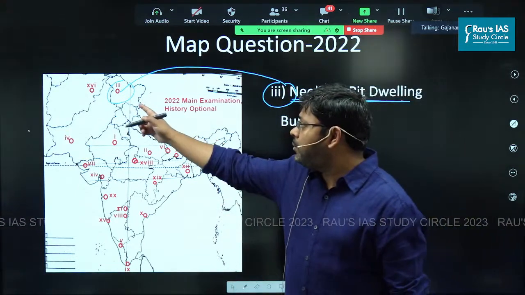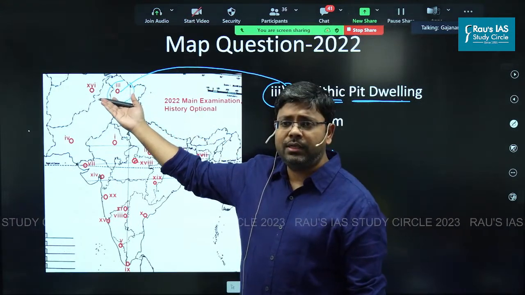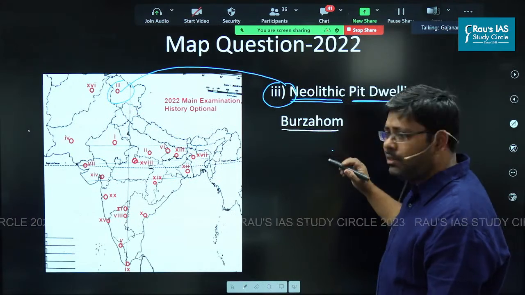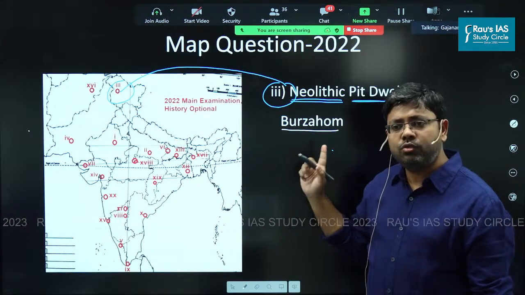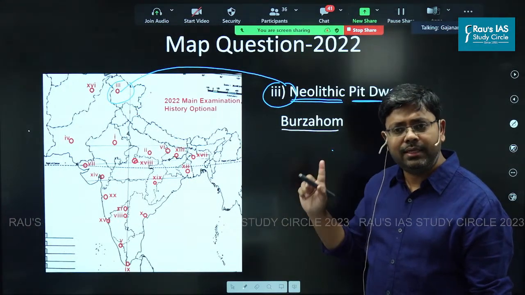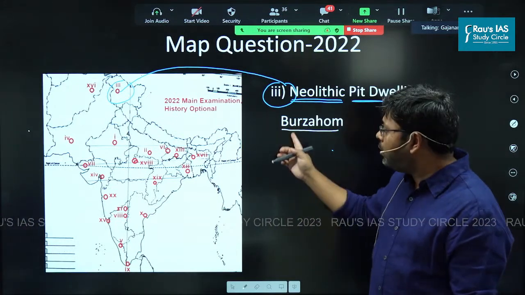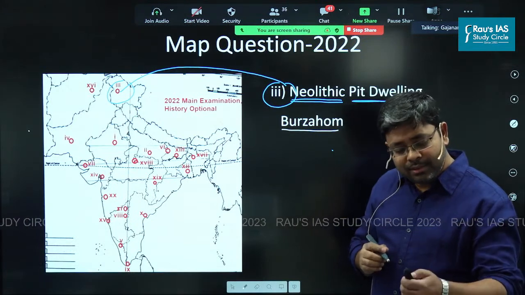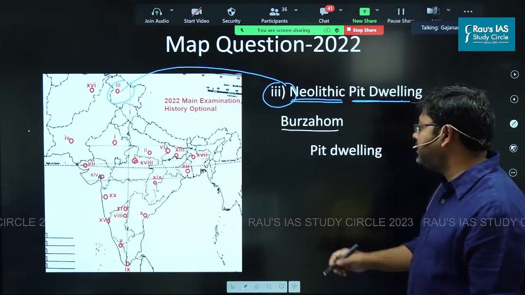Now, if you talk about northwest of Srinagar, the most important site here depicted is Burzahom. So they are asking about one of the two most important sites in Kashmir. Now, what is the speciality of the sites there in Kashmir? The first speciality is simple, pit dwelling.